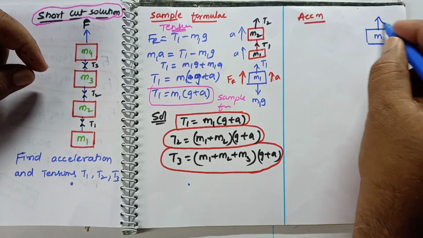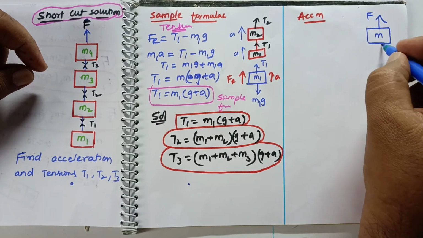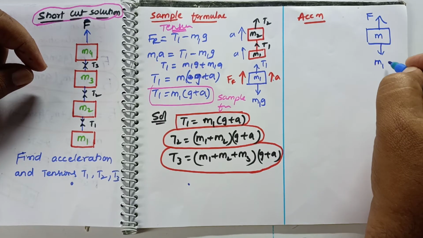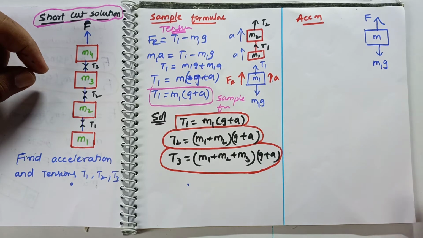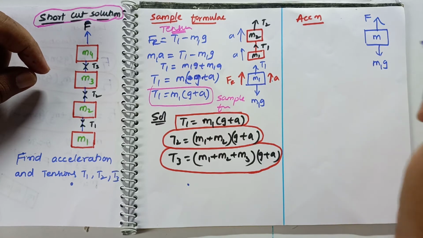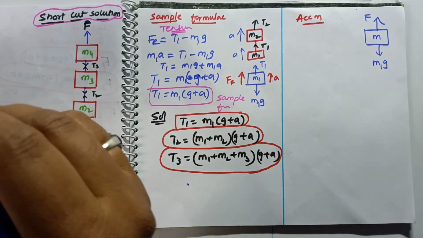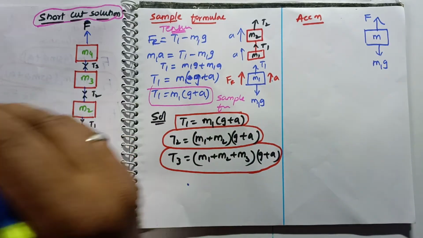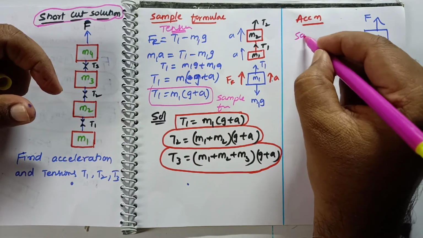M. Let us consider force F is acting upwards, and downward what is acting here? M1 into g is acting here. So what is this? This is a sample formula I am explaining here. This is called the sample formula.